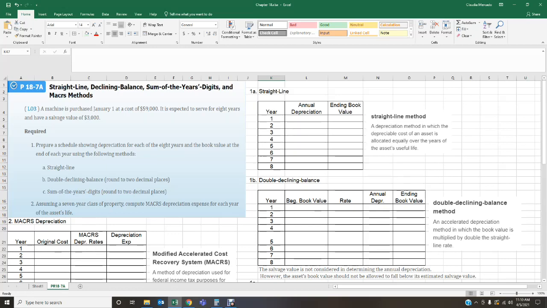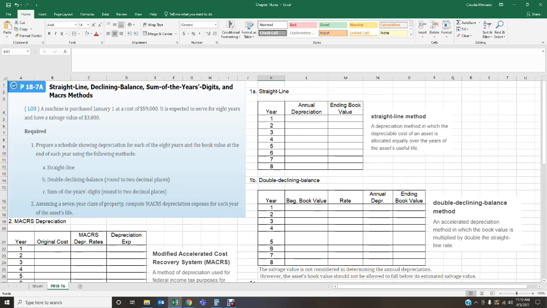So let's see, what are we going to do? The first one we're going to have is the straight line. Now, the straight line method is a piece of cake. Super easy. One calculation, and basically what it means is we're going to depreciate the same amount every year for the number of years that we're going to hold this asset.